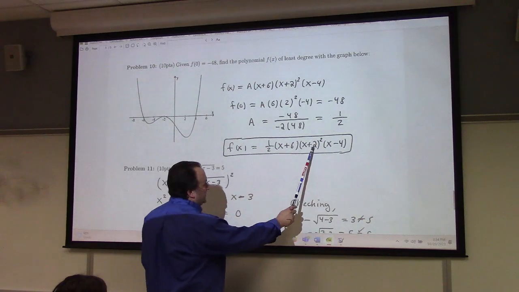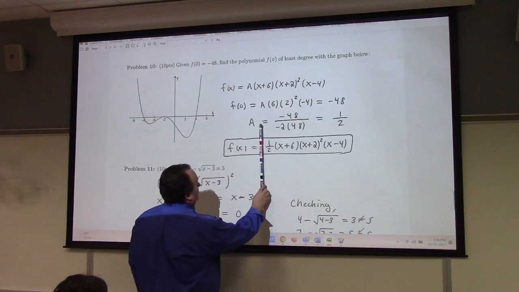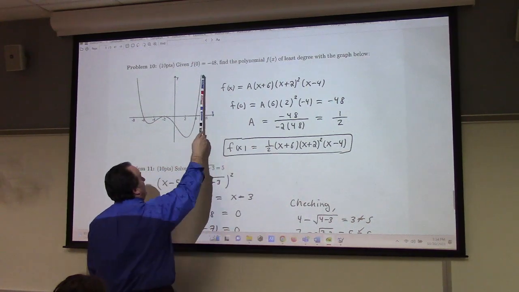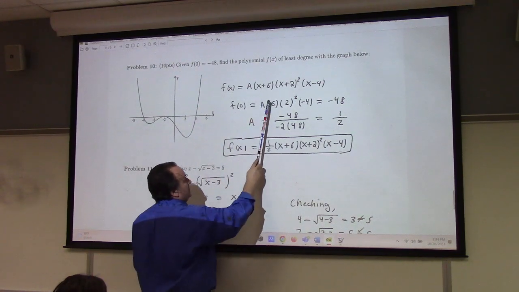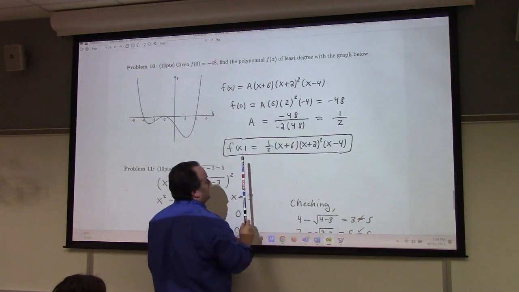Now, after all of that, I have a variable out here, a, which I can adjust, to fit the other piece of data here, which is that f of 0 is minus 48. So I plug in 0, I get minus 48, and then I solve for a and get a half.